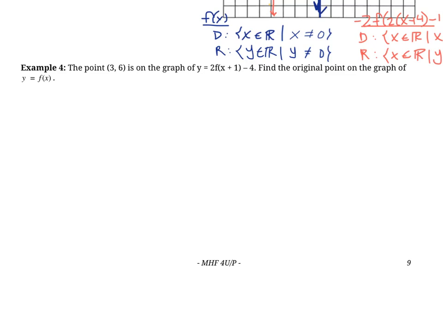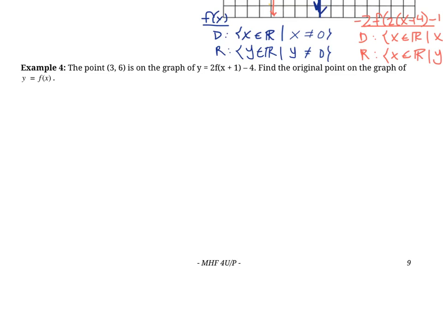So here's the last question. We have the point (3, 6) on a graph, some transformed graph. We want to find the original point. So basically that (3, 6) has been transformed. That is the final location of that point. What was the original point?